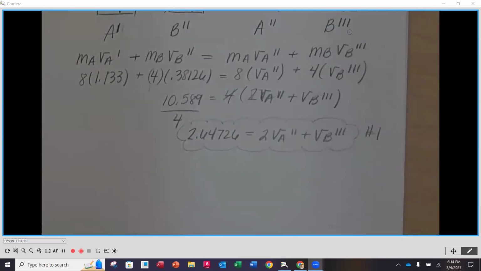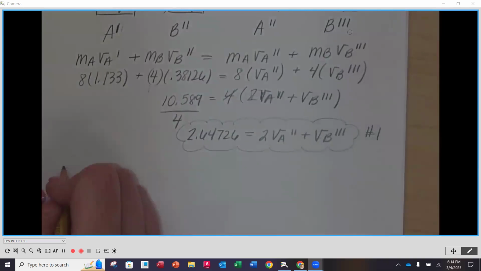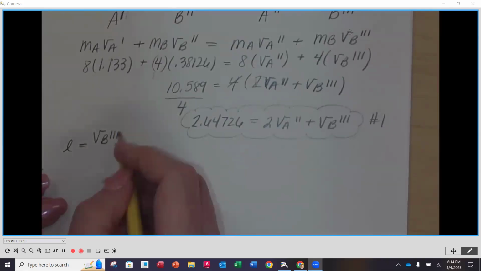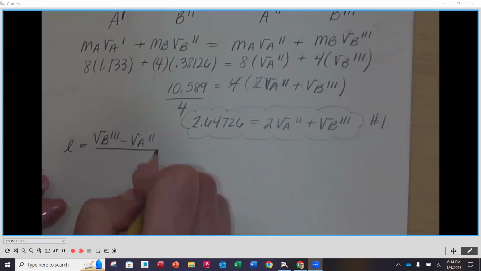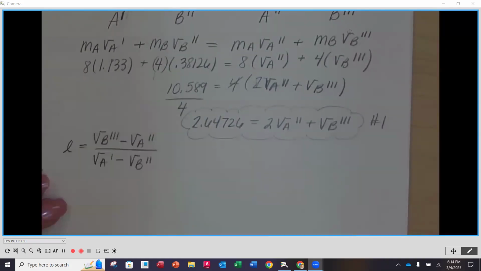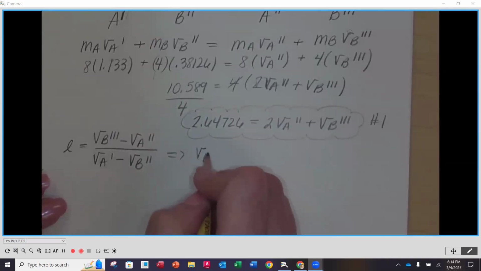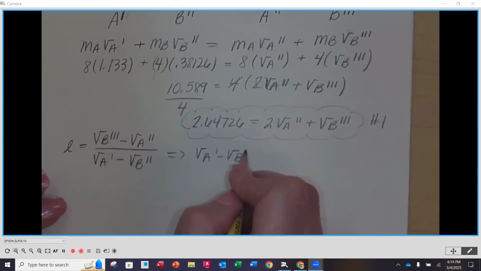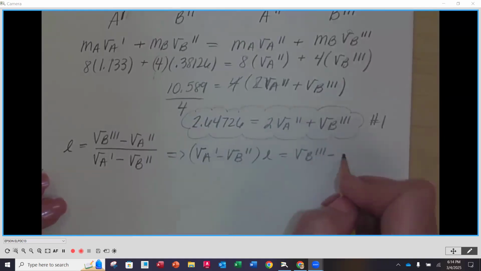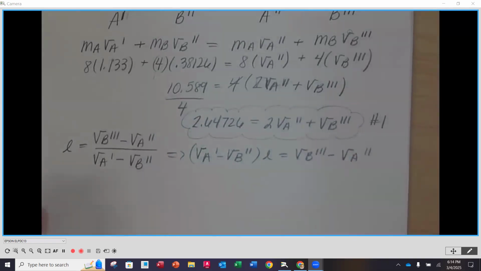All right, now we're going to use that coefficient of restitution again to get our second equation. So we know that to be equal to the velocity of B triple prime, these are our afters, over A double prime, divided by velocity A prime minus velocity B double prime. So we can say then that velocity A prime minus velocity B double prime times that coefficient of restitution equals velocity B triple prime minus velocity A double prime.